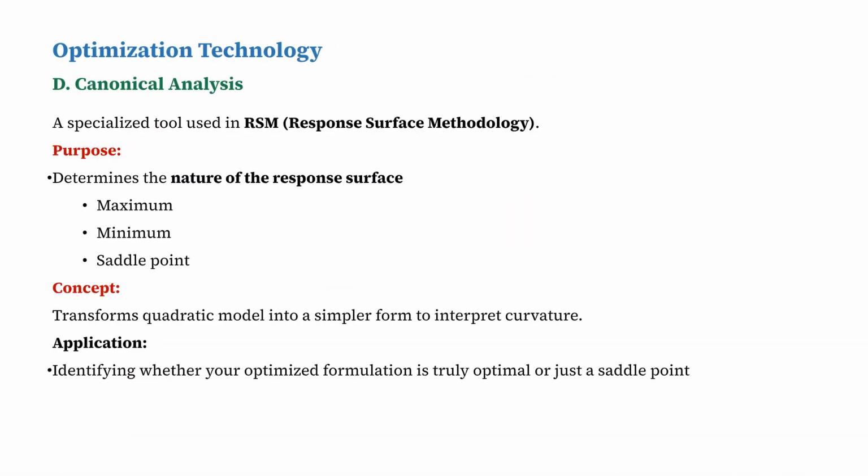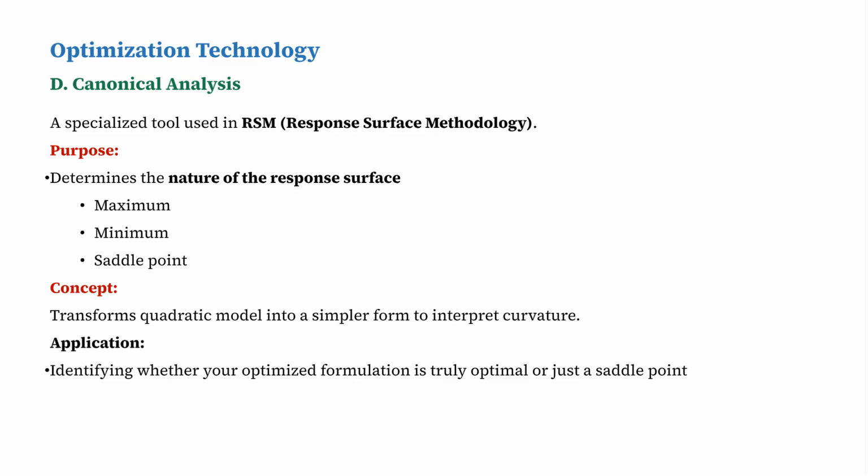Canonical analysis is a specialized tool used in response surface methodology, or RSM. Its purpose is to determine the nature of the response surface, whether it is a maximum, minimum, or a saddle point, by transforming the quadratic model into a simpler form to interpret curvature.